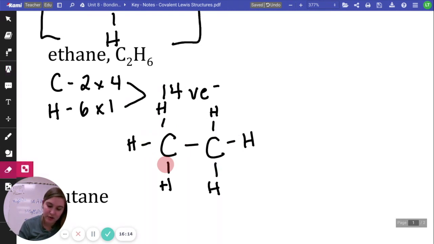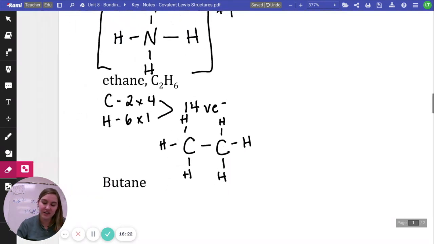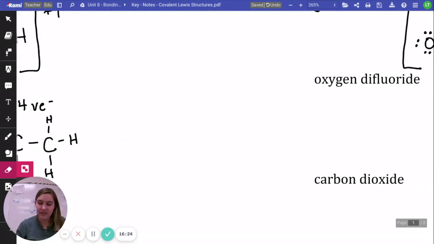So again, if you have multiple carbons, just create a carbon chain and then put your bonds around that. All right. Okay.